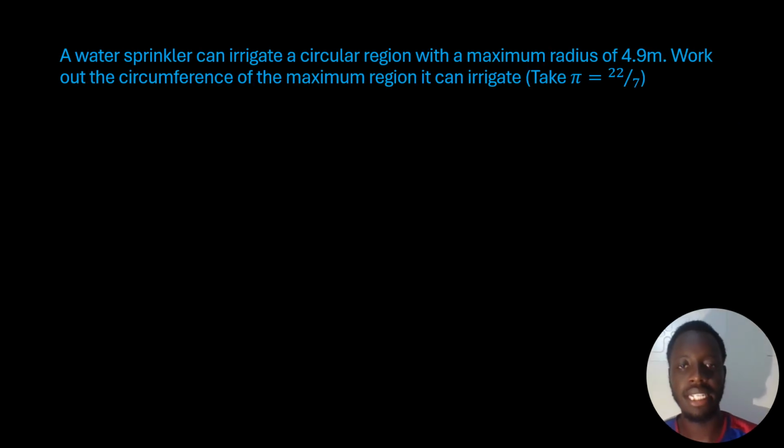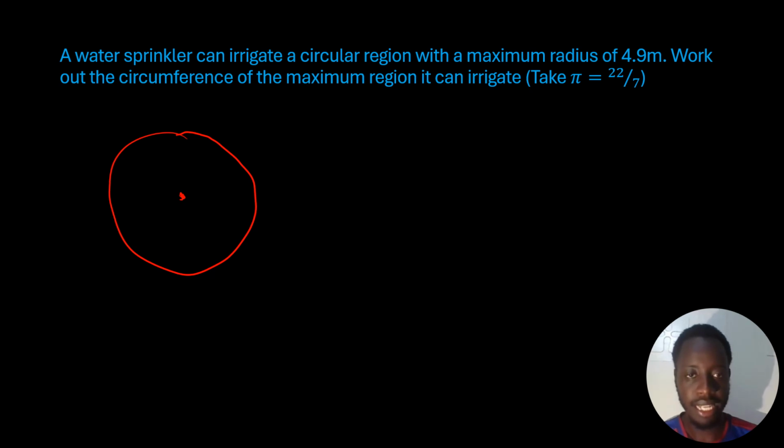Okay, a water sprinkler can irrigate a circular region with a maximum radius of 4.9. So let's sketch that circular region. If the water sprinkler is here, it can only irrigate a circular region with the maximum radius of 4.9. So from where the sprinkler is to the maximum region it can sprinkle water is 4.9 meters. So work out the circumference of the maximum region it can irrigate.